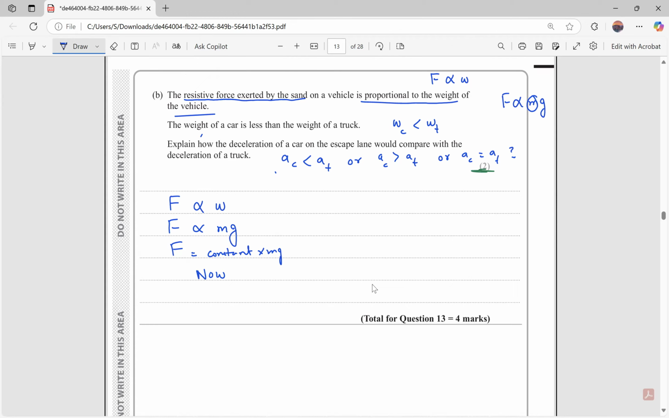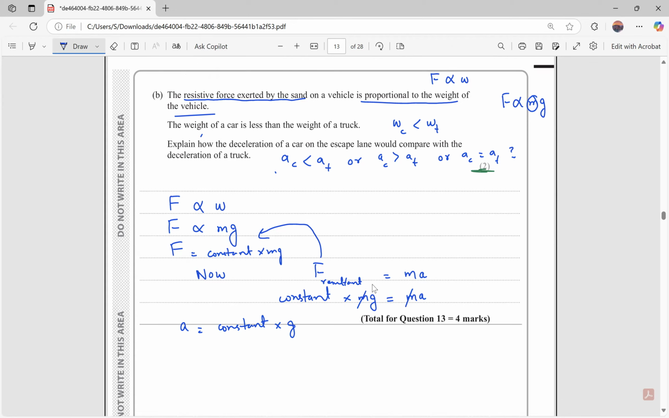Now, using Newton's second law, we can write the resultant force is equal to mass times acceleration. What is the resultant force here? It's just the resistive force. Because when the truck or the car is moving on the escape lane, there is no other force acting on it. So constant times mg is equal to ma. The mass cancels out, and the acceleration is constant multiplied by g.